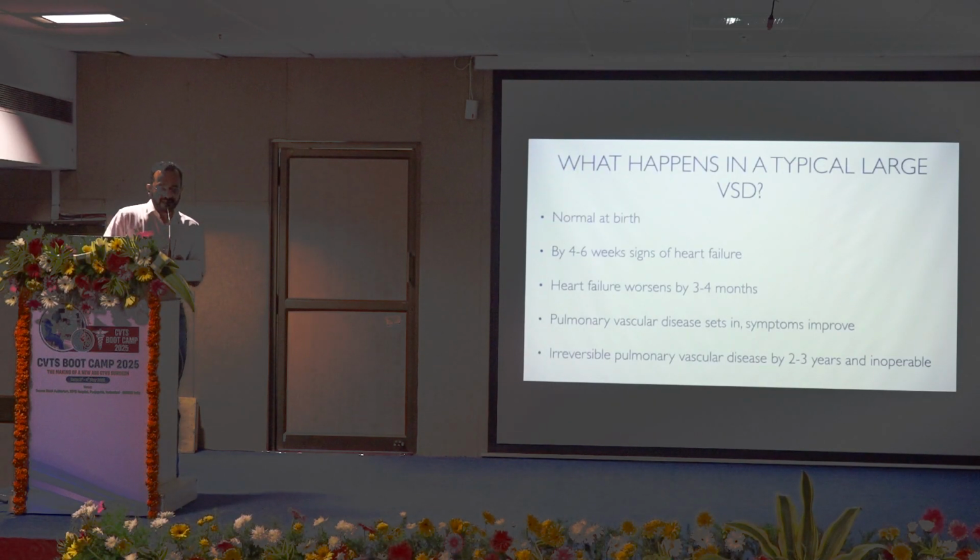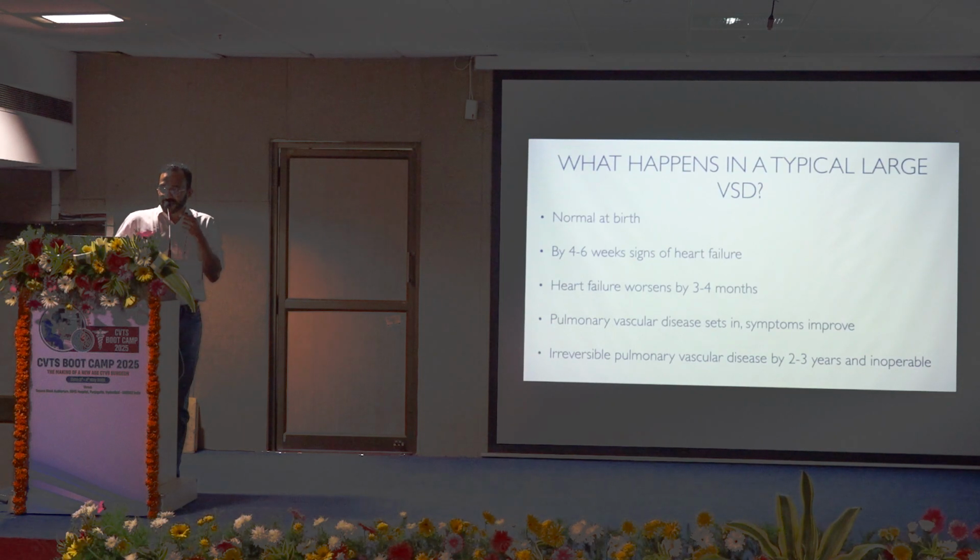So let's take a typical VSD and analyze what really happens. Most VSDs are absolutely normal at birth. They don't have any symptoms. Then, at the first well baby examination, around 6 weeks, they start showing signs of tachypnea and heart failure. They start faltering in growth and developing respiratory infections. And by 3 to 4 months, they have their peak symptoms of cardiac failure.